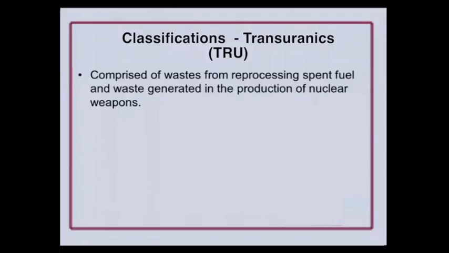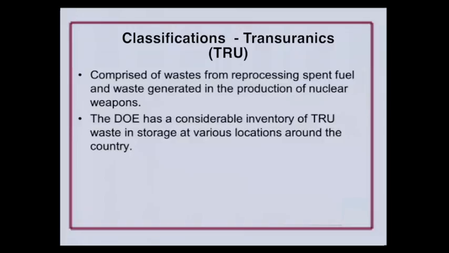And of course, as we said earlier, we don't reprocess civilian fuel in the United States at this point. We had one time done that as a pilot program, and we haven't done it since. So most of it, really all of it, is generated by the Department of Energy in weapons production. And they do have a considerable inventory of TRU waste at various locations around the country. I've got a map coming up shortly that'll give you an idea of some of those locations. And of course, one of the locations is right down the road.